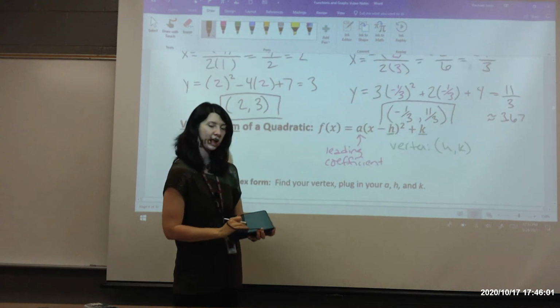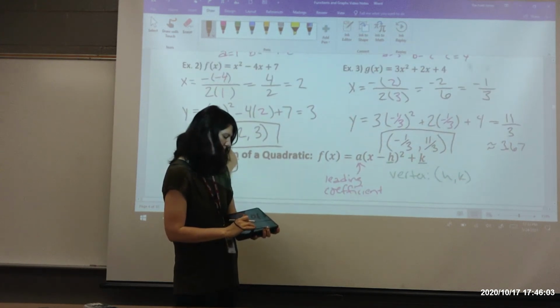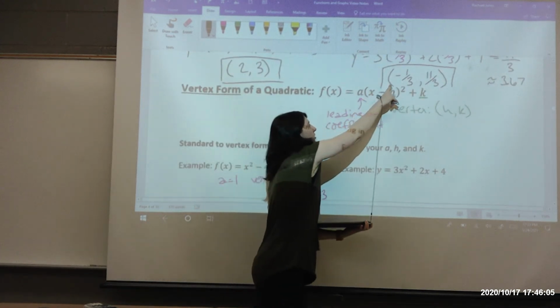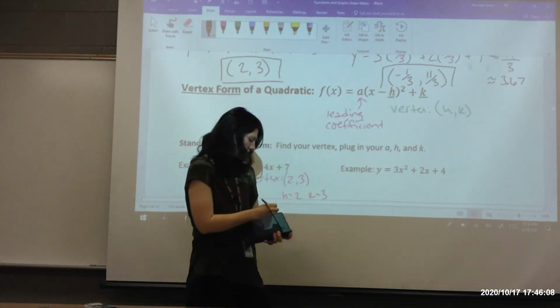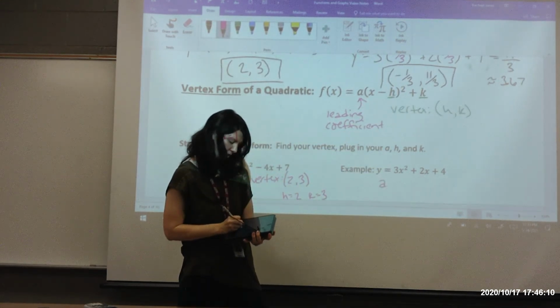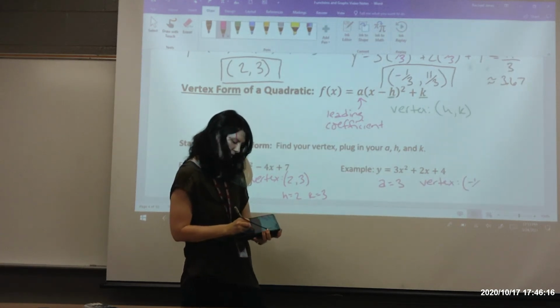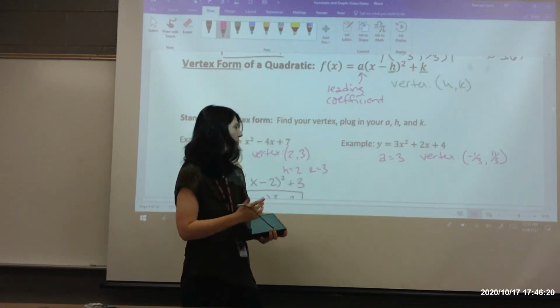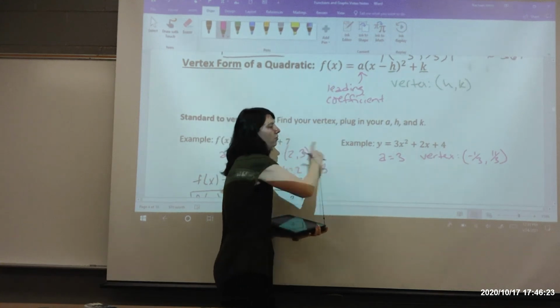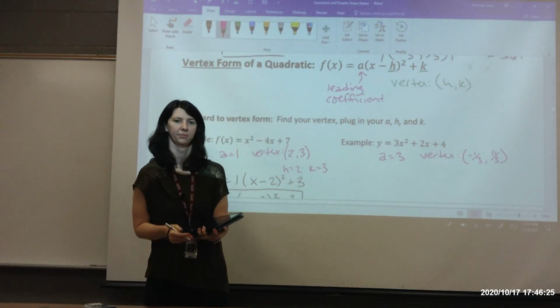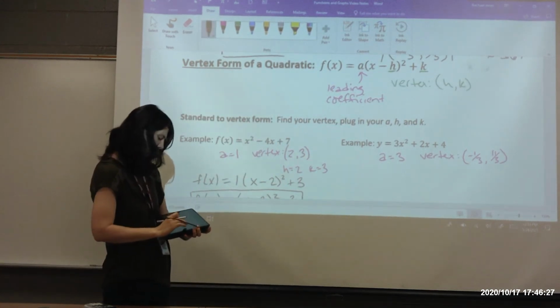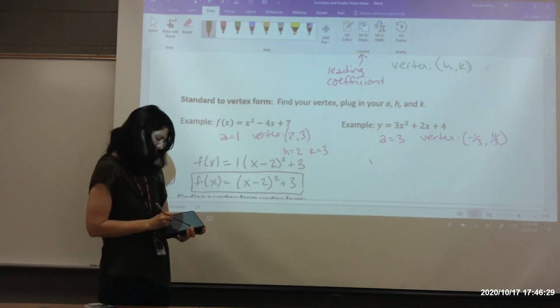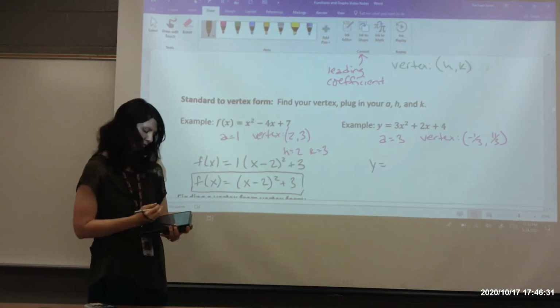Let's write down our a, h, and k. Oh, there it is right there. So there's our vertex. Here our a was 3. And then our vertex was negative 1/3 and 11 over 3. So take a minute and see if you can write vertex form for this example. Okay, let's see if you did it. So it's going to be y equals, or f of x, that's fine.